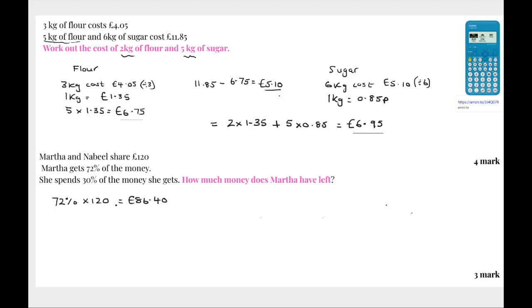She spends 30% of the money she gets. So she spends, I'm just going to write spends here, 30% times £86.40, which gives us £25.92. So what's left? We have £86.40, subtract £25.92, which leaves us with £60.48.